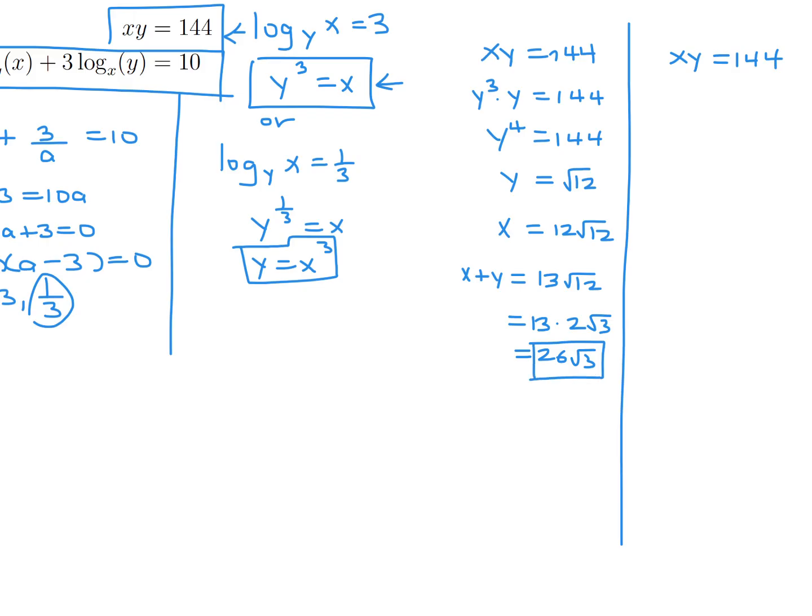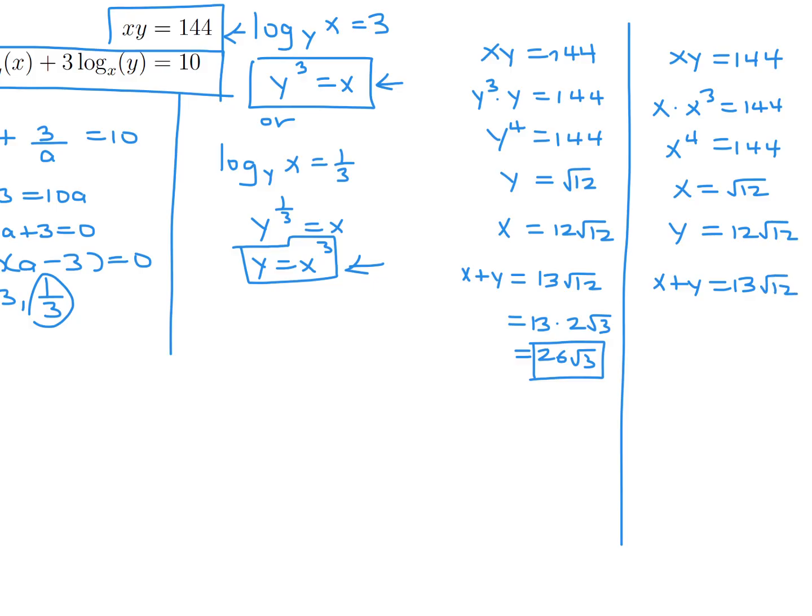Now, if you want, I can do this same thing. It's exactly the same. So x times x to the power 3 is 144. x to the power 4 is 144. x therefore would be root 12. y is therefore going to be 12 root 12. And then x plus y would be 13 root 12. And as before, as a mixed radical, 26 root 3.